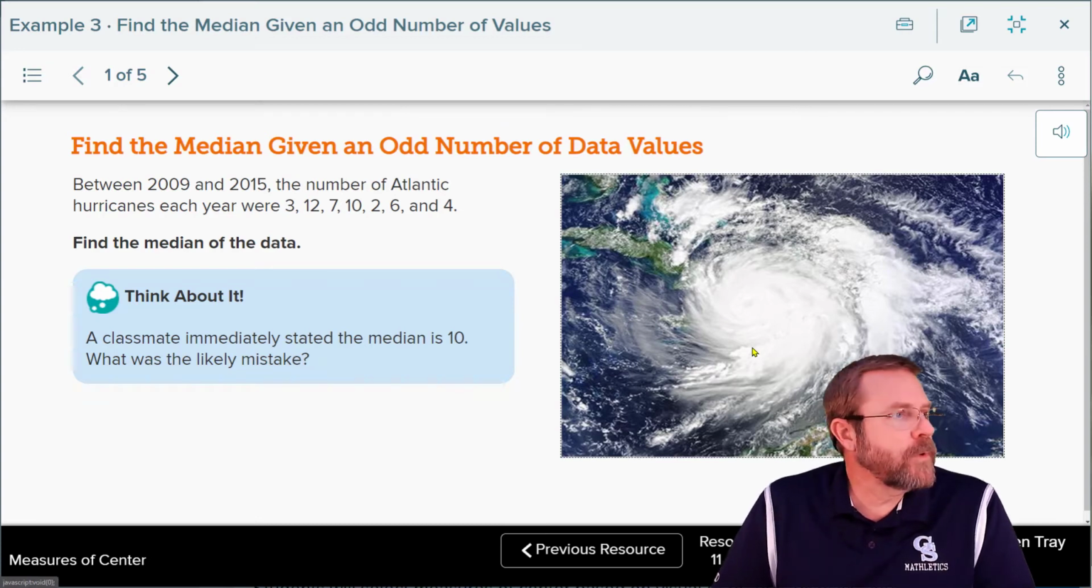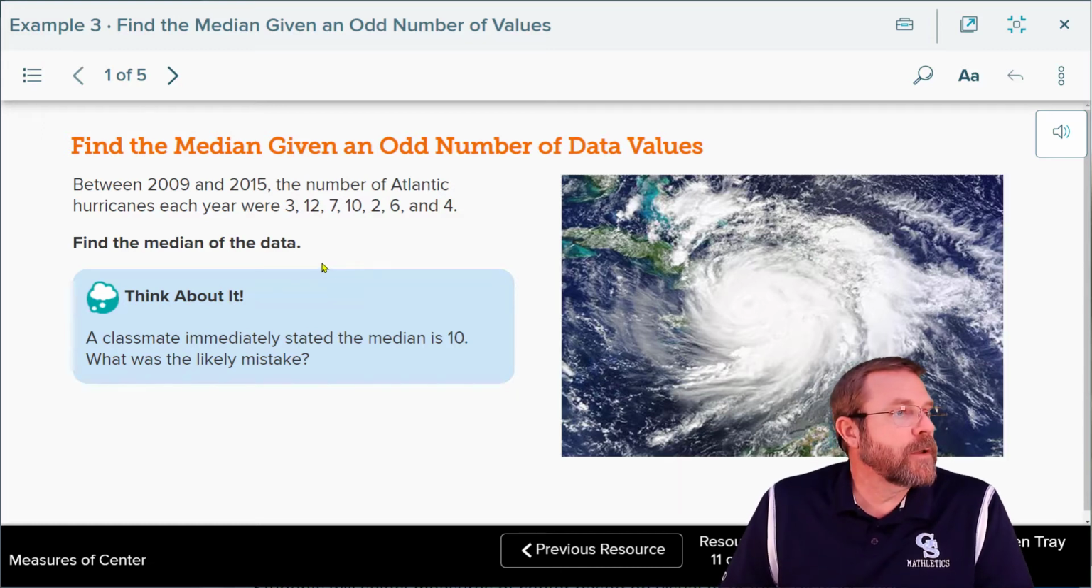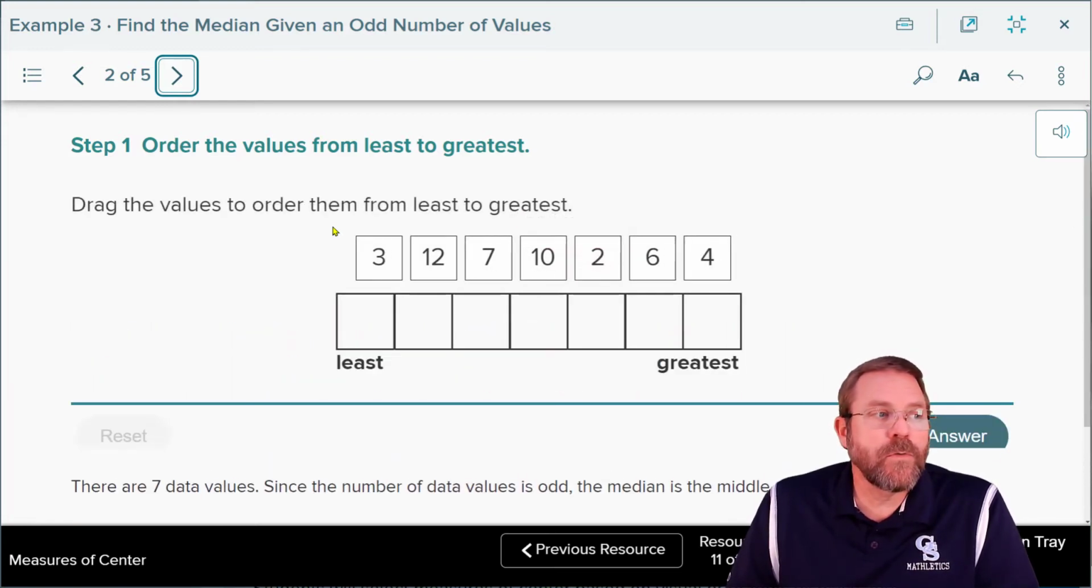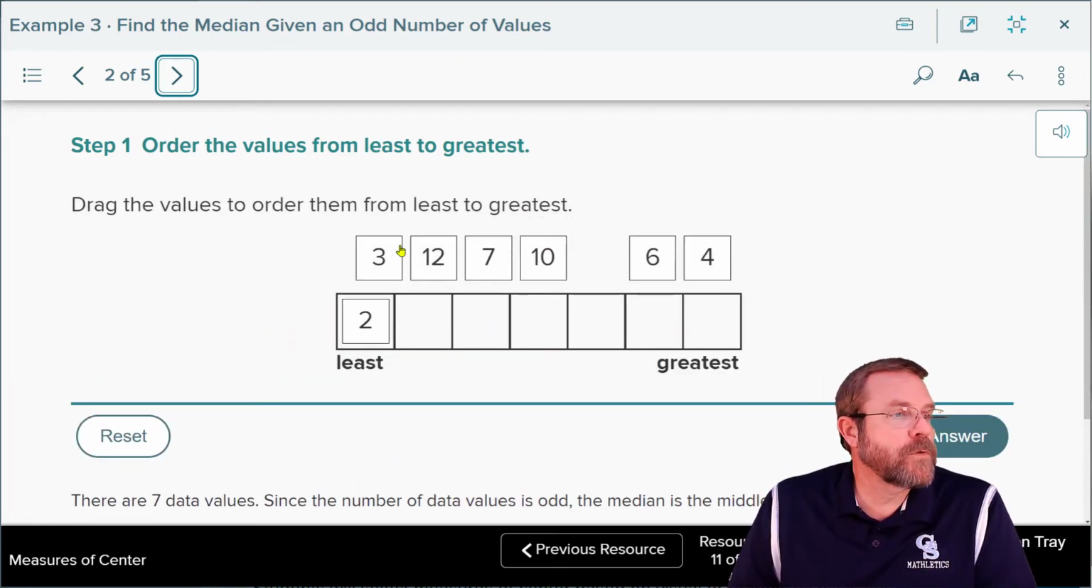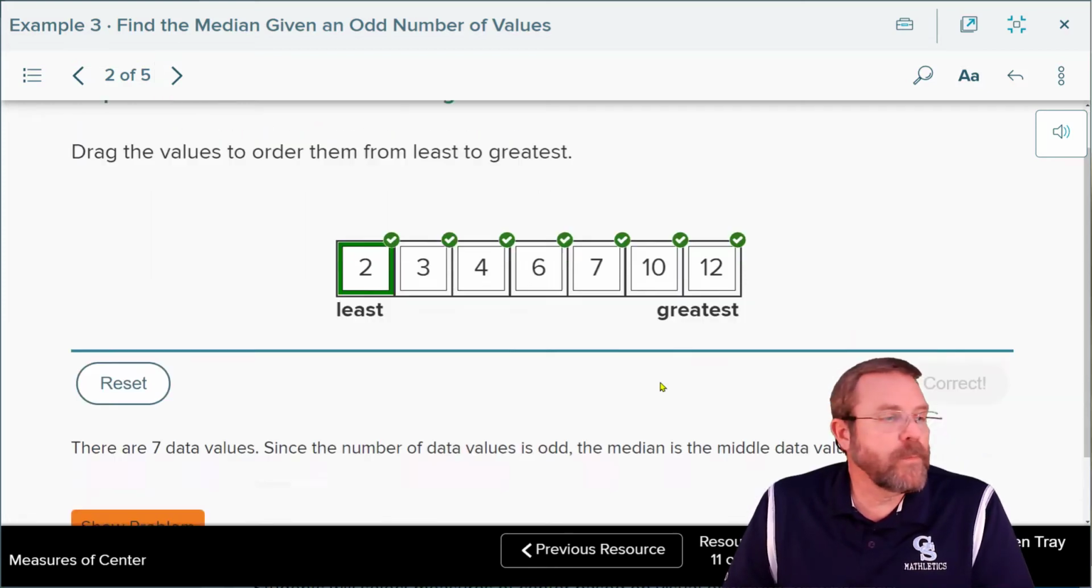Now for example 3, they said between 2009 and 2015, the number of Atlantic hurricanes each year were 3, 12, 7, 10, 2, 6, and 4. And it wants to find the median or the middle data value. To take a look at that, we're going to start off by arranging those data sets in order from least to greatest. So I have a 2, a 3, a 4, a 6, a 7, a 10, and a 12. So there my data values are from least to greatest.